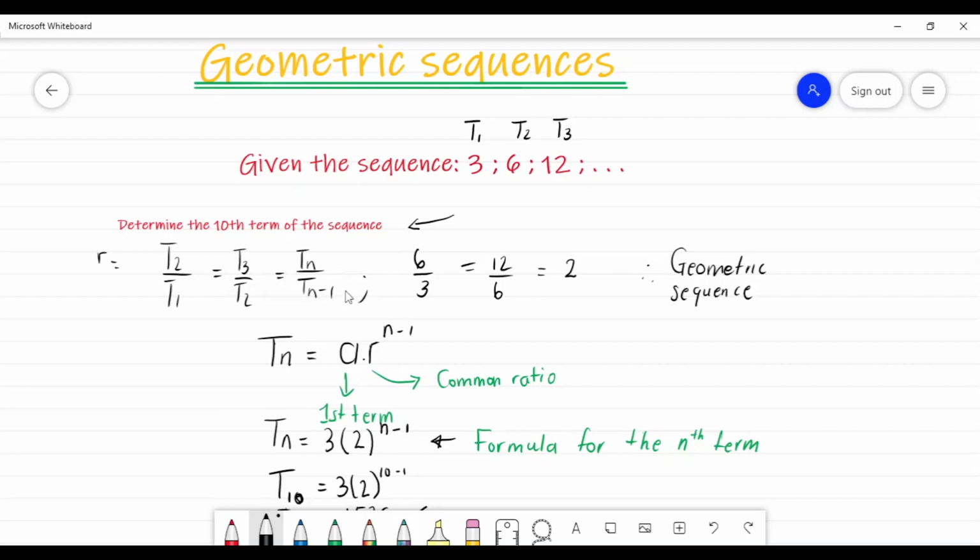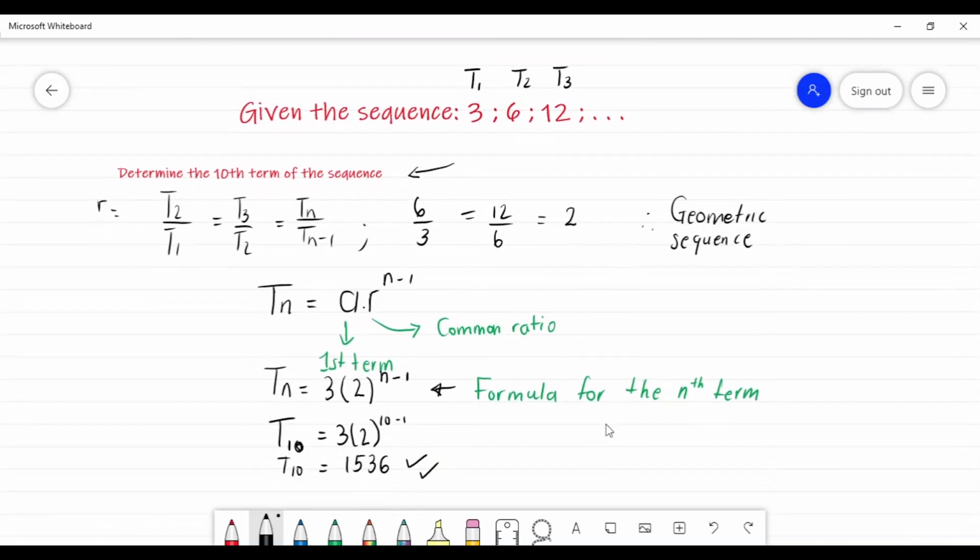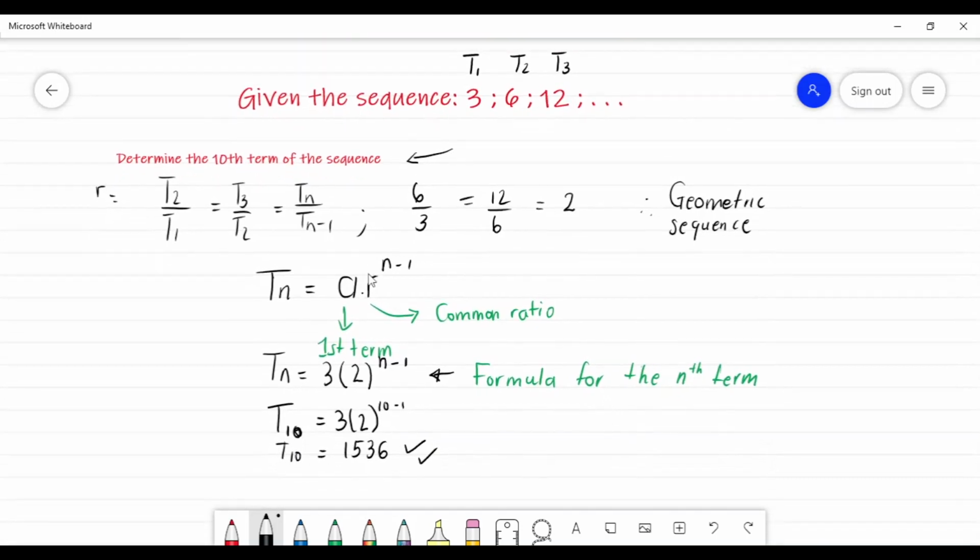It goes on like that, right? Before we can determine the 10th term of our sequence, we need to first find the formula for the nth term. We know the general formula is Tn equals A times R to the power of n minus 1. We substituted the value of A, which is your first term, and that is 3. We substituted our common ratio R, which we found to be 2, and then from there we had the formula for the nth term.